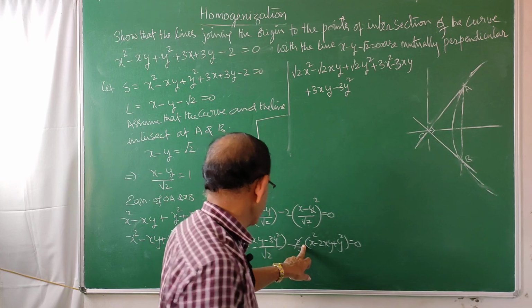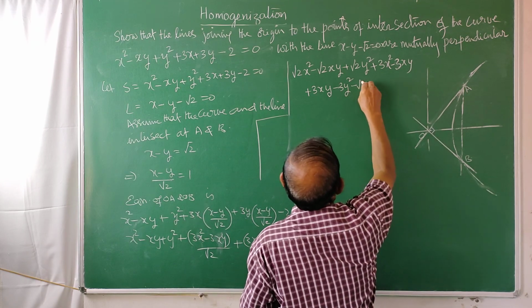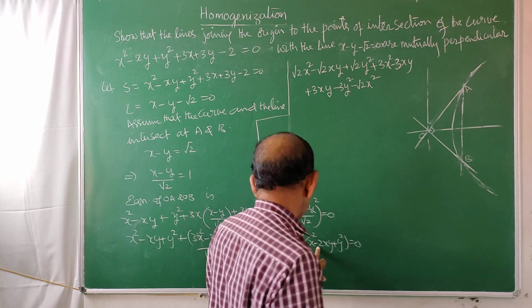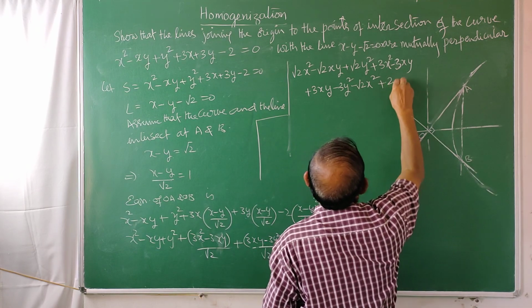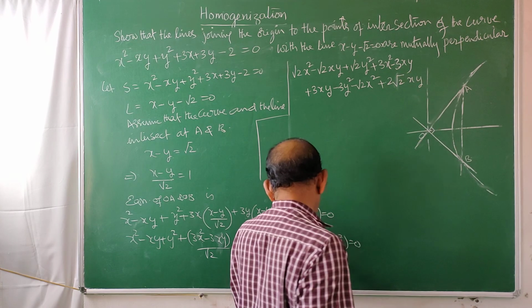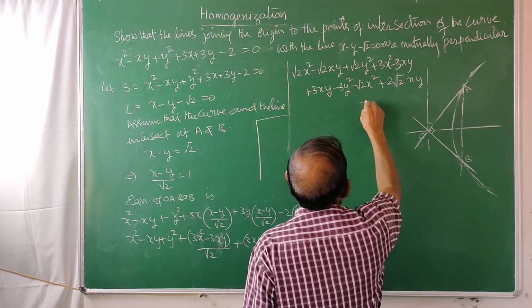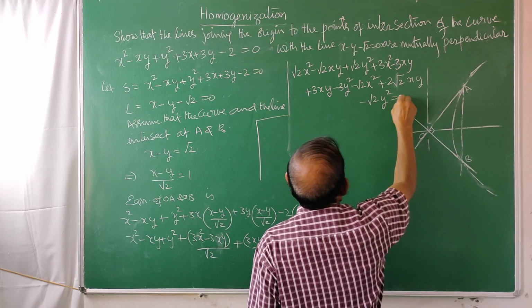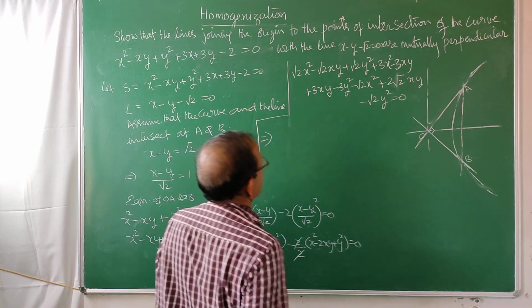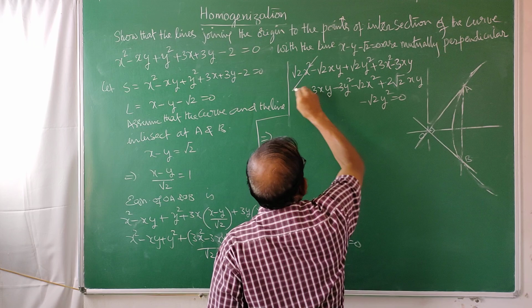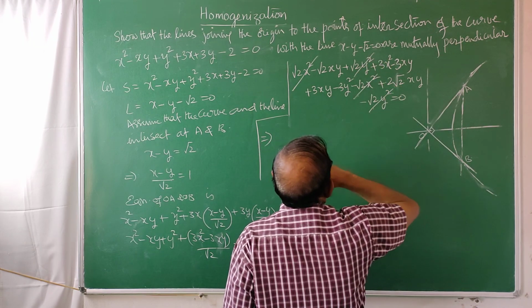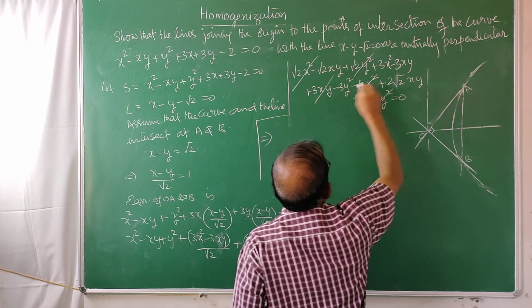So here you will get root 2 minus root 2 x square, minus into minus plus 2 root 2 xy, minus root 2 y square equal to 0. Now that implies you can cancel root 2 x square and minus root 2 x square, root 2 y square and minus root 2 y square, and 3xy and minus 3xy.